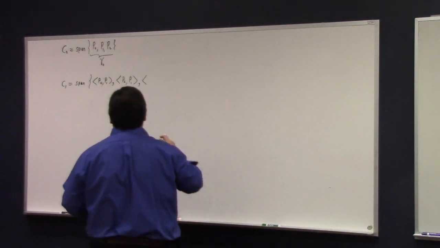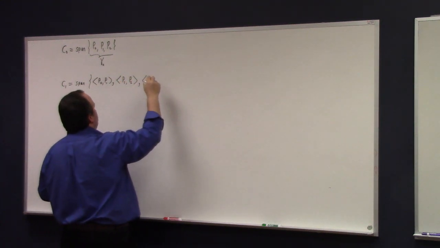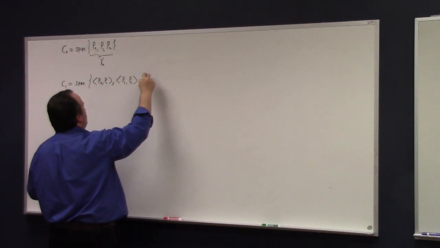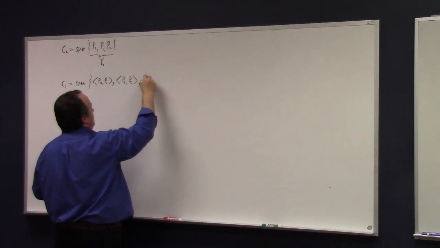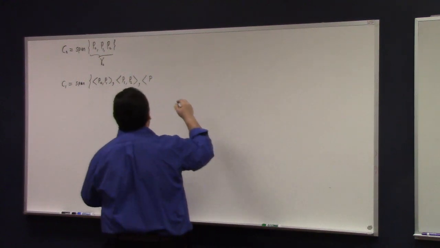Oh, P1, P2. Yeah, I want 1, 2. And what was the next one? P what? P2, P0. Okay, P2, P0.